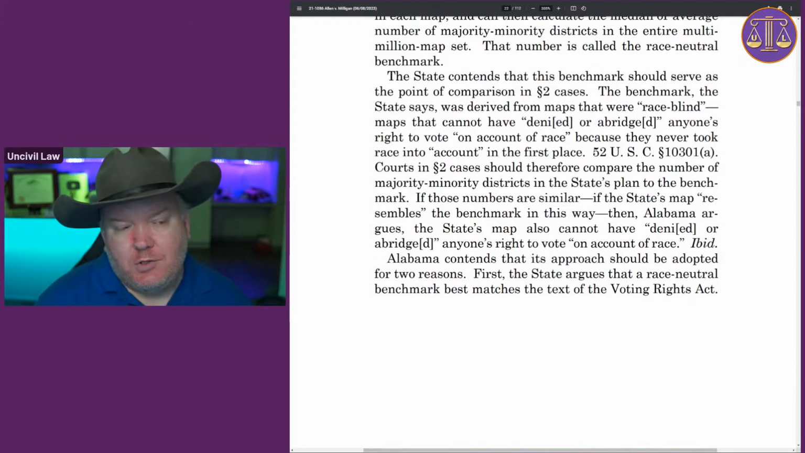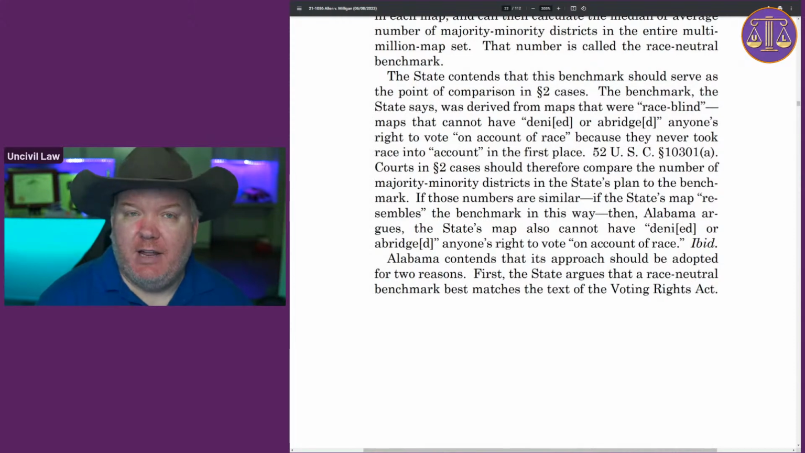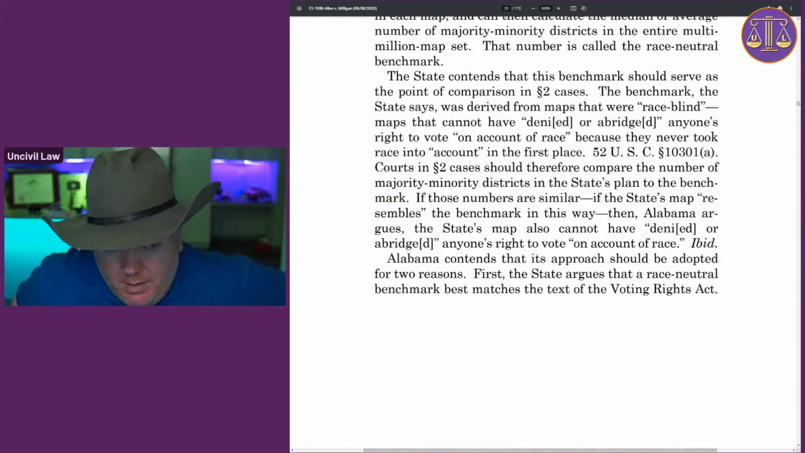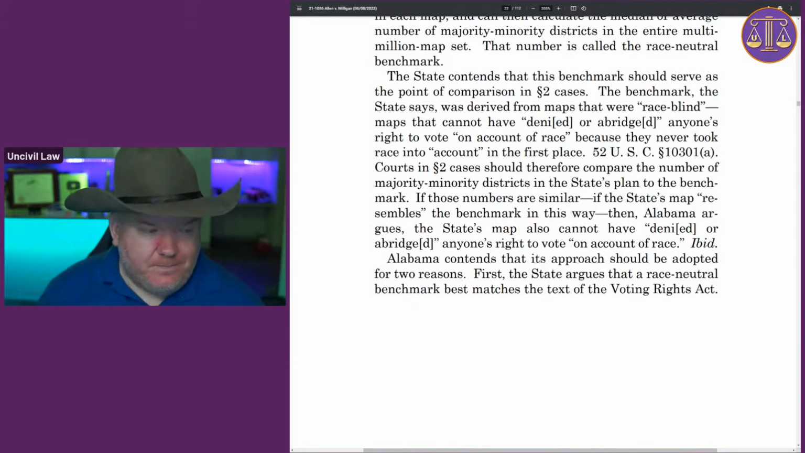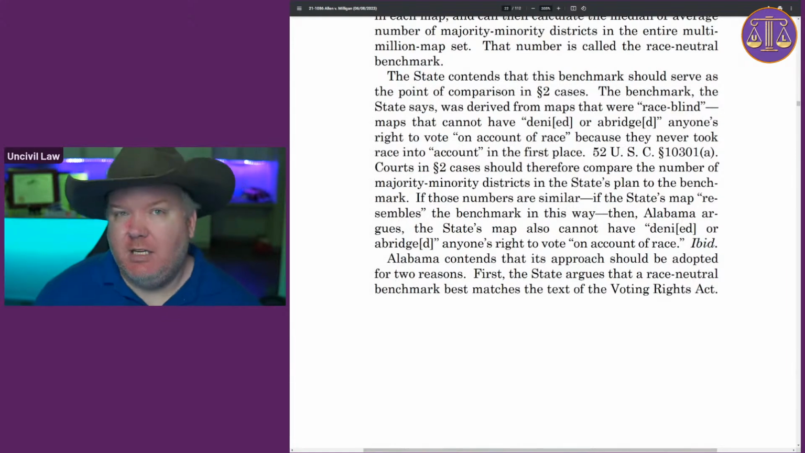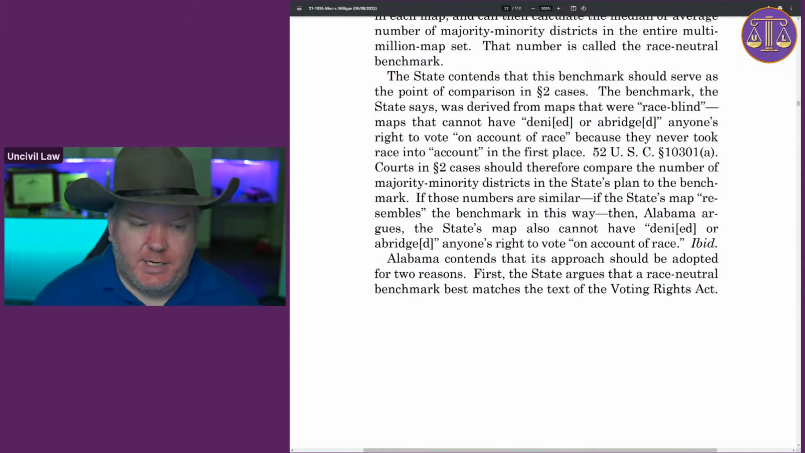So we want to use a computer to create millions of different possible maps and then look at basically the average of all the created maps and how many majority-minority districts are created by the computer. And whatever that number is, that's the race-neutral number. And so if the map that we draw has the same number as the average, then we can't be racist because the computer isn't racist. Hmm, I'm not sure about that argument. I'm going to let that sit and ponder for a minute as I continue reading.